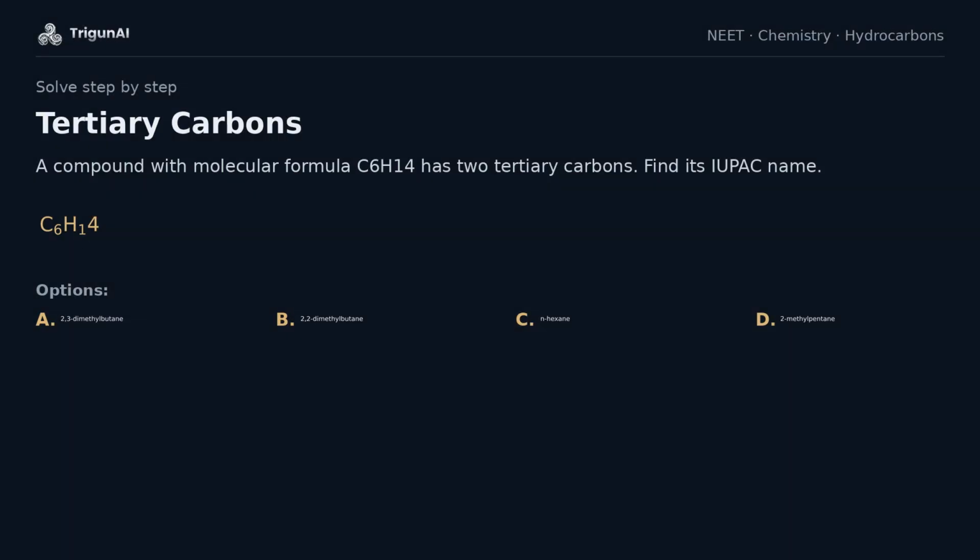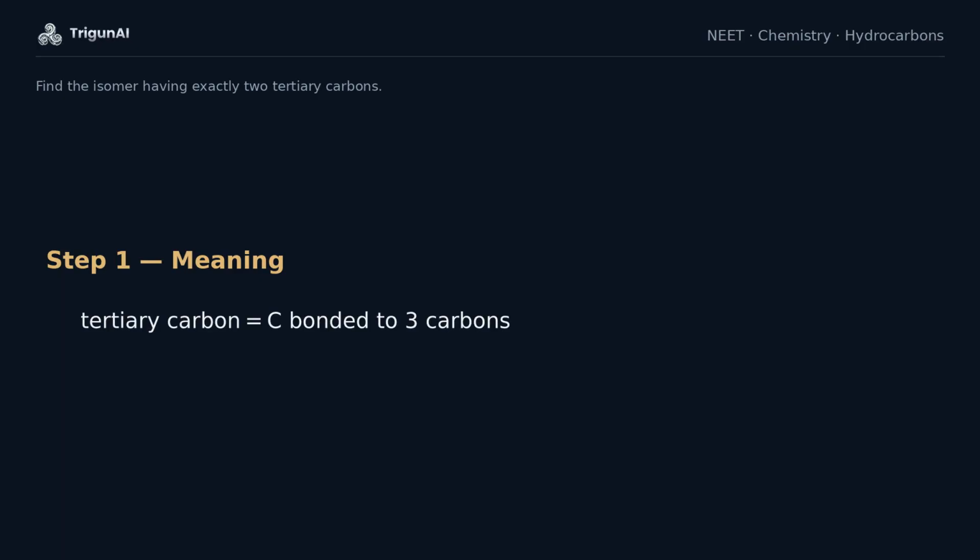A compound with formula C6H14 has 2 tertiary carbons. We need to identify its correct IUPAC name. Let us solve step by step. A tertiary carbon is a carbon atom attached directly to 3 other carbon atoms. So we must count such carbons in each possible structure.